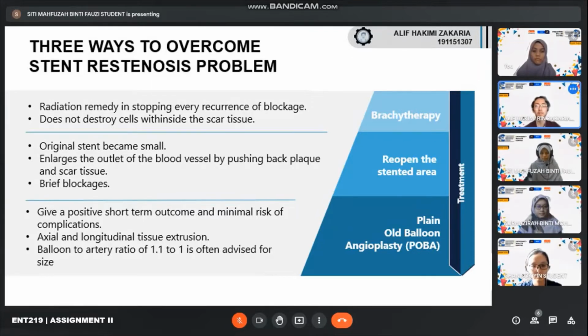The last point is plain old balloon angioplasty, POBA. The technique is quite simple and it will give a positive short-term outcome and minimal risk of complications. Both axial and longitudinal tissue extrusion, as well as subsequent stent expansion, contribute to the initial angiographic improvement after POBA. Patients with a localized pattern of ISR and a stent artery size mismatch detected by intravascular imaging have the best outcomes. When treating patients, a balloon to artery ratio of 1.1 to 1 is often advised for size.